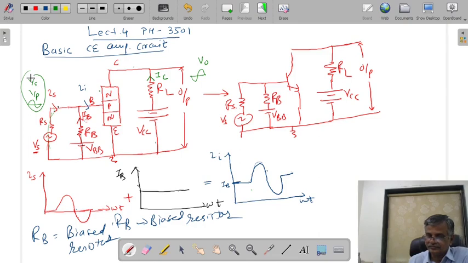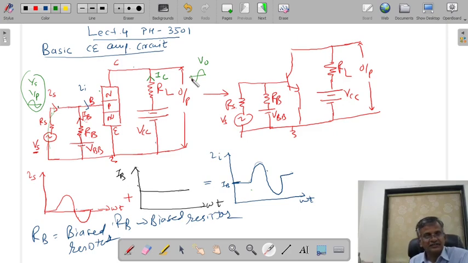Now, what we did in this topic: RB, the bias resistor, is required to provide the bias current. This is required to develop the AC voltage. This voltage is developed across this.